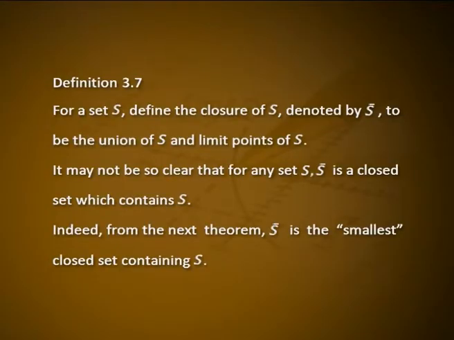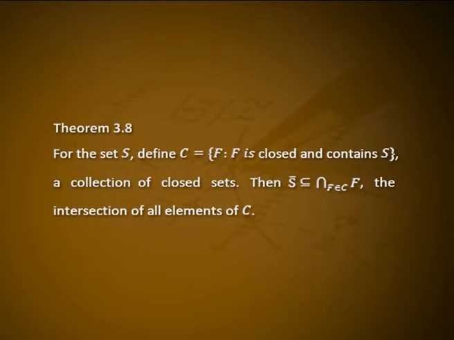Definition 3.7. For a set S, define the closure of S, denoted by S bar, to be the union of S and the limit points of S. It may not be so clear that for any set S, S closure is a closed set which contains S. Indeed, from the next theorem, S closure is the smallest closed set containing S. Theorem 3.8. For the set S, define C to be the set of all F such that F is closed and contains S, a collection of closed sets. Then S closure equals the intersection of F where F is in C, the intersection of all elements of C.